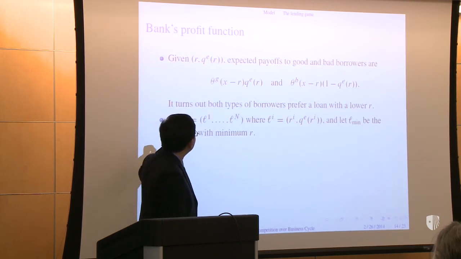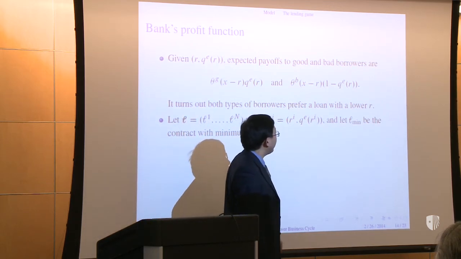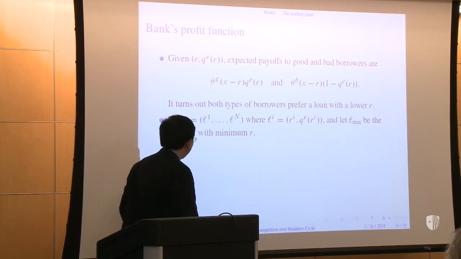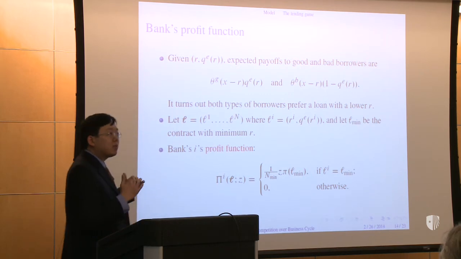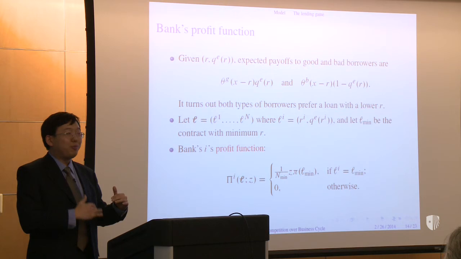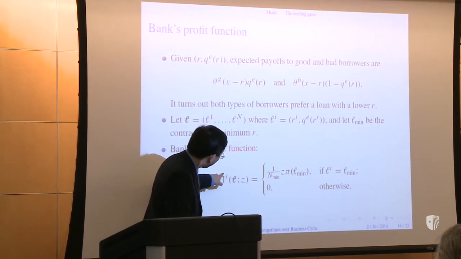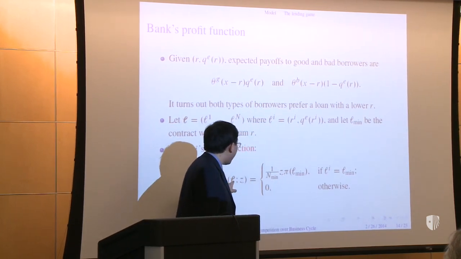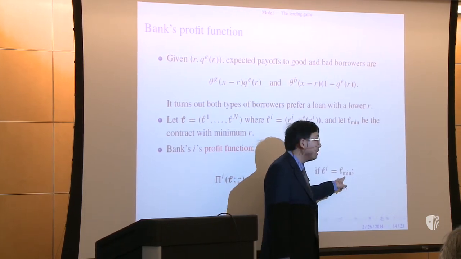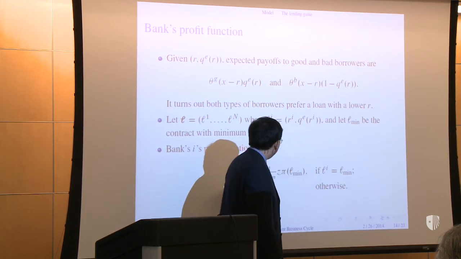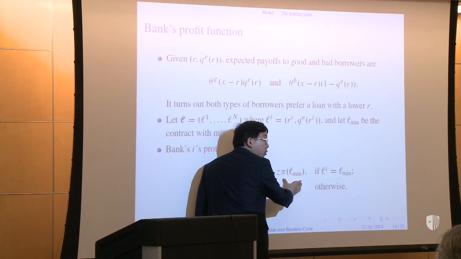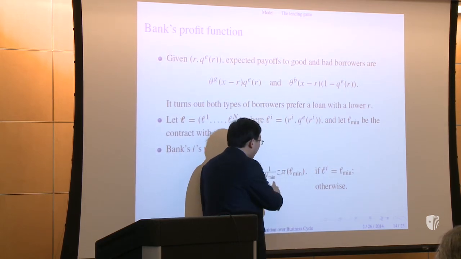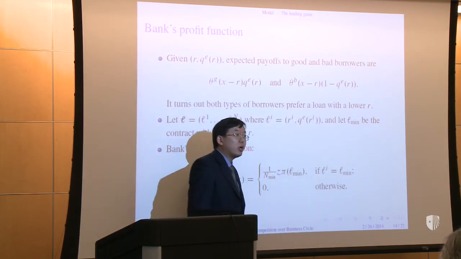Now, let this boldface L denote the loan offering profile, and each loan offering is an efficient loan contract, and let this L min be the contract with the minimum interest rate R. Now I can write down the bank's profit function at the very beginning of the period as follows. So bank i's profit rate, actually not profit rate, it's the gross profit, can be written as, if bank i's loan offering happens to be the loan contract with the minimum interest rate, then this is the profit rate the bank is going to receive, times Z, which is the size of the loan, divided by N min. This N min means the number of banks offering this loan contract L min.